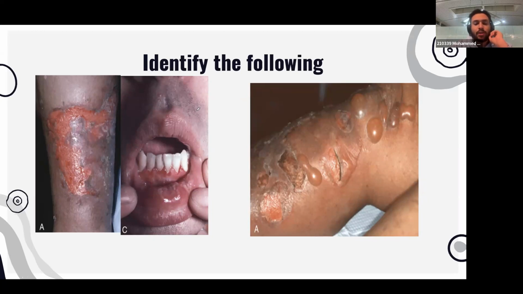So anyways, what is this one? The one on the left? Pemphigus. Okay, what's the one on the right?